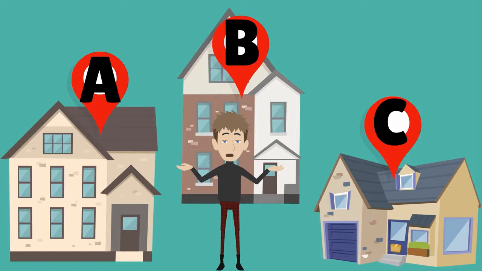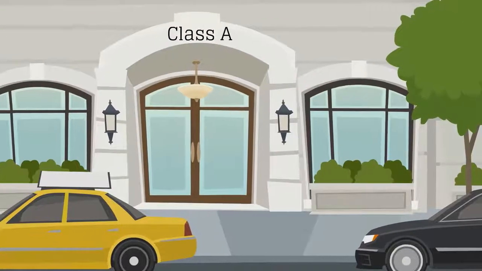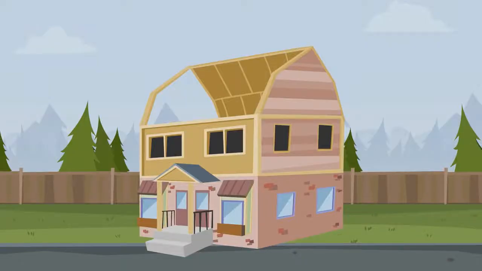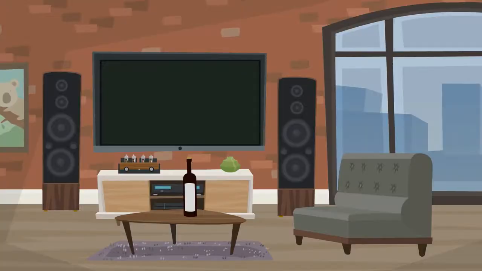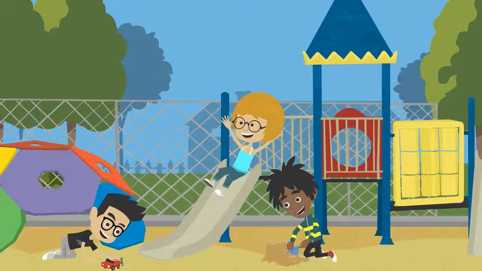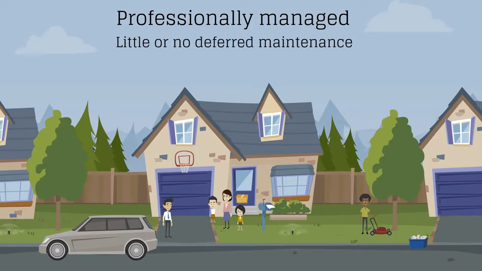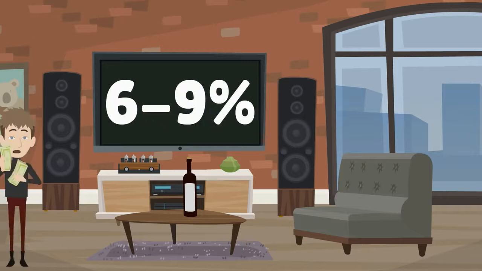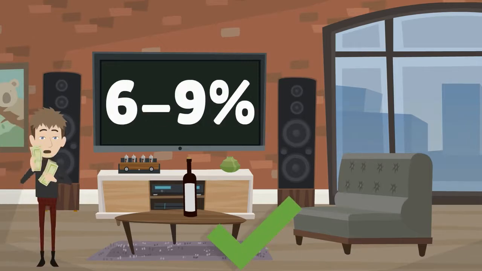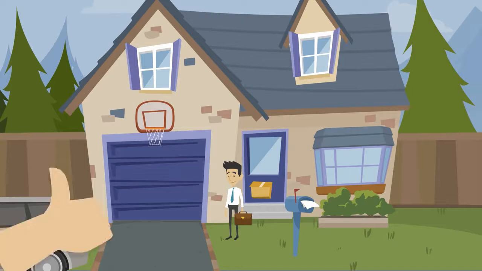First, we'll start with A class properties. These properties are the highest quality buildings in their market. They are generally newer builds, usually built within the last 20 years. The areas have little to no crime and offer better school districts and higher appreciation to secure a more solid exit strategy. A-class homes are typically professionally managed and usually demand the highest rent with little or no deferred maintenance. A-class investments generally offer a 6 to 9% return and are typically $120,000 or more. If you're an investor looking for a truly passive investment, I recommend going the A-class route.